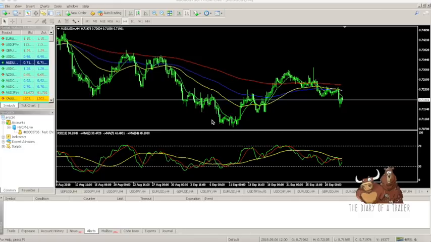So as a consequence, what's good for China is good for the Australian dollar, and what's bad for China is bad for the Australian dollar. Just wanted to show you how that relationship has played out recently.